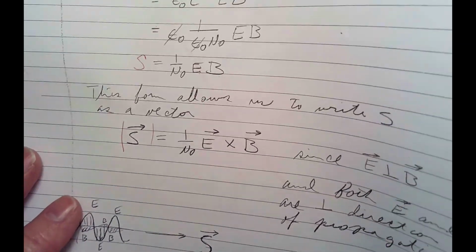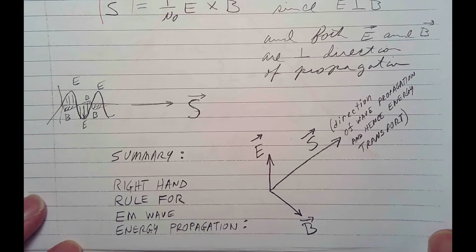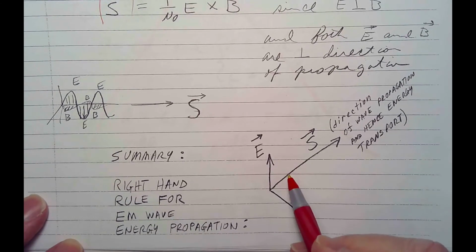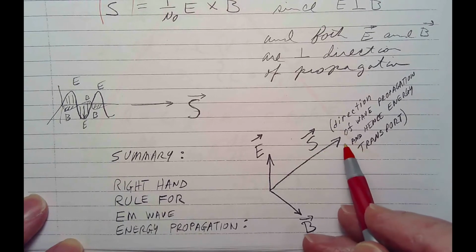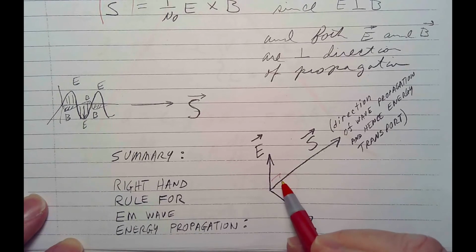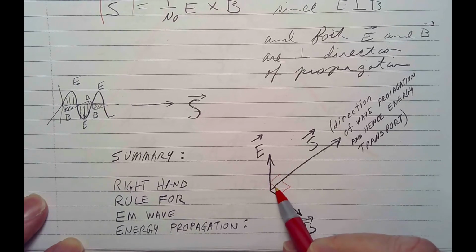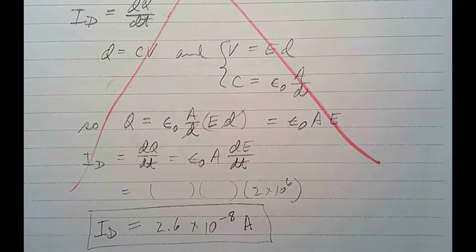So here's a pocket summary of the entire story of the Poynting vector. The Poynting vector gives you the energy per unit area per unit time, power per unit area. And the direction is perpendicular to E, perpendicular to B, and because we know that E and B are perpendicular, we take the right-hand rule for the direction of that vector.